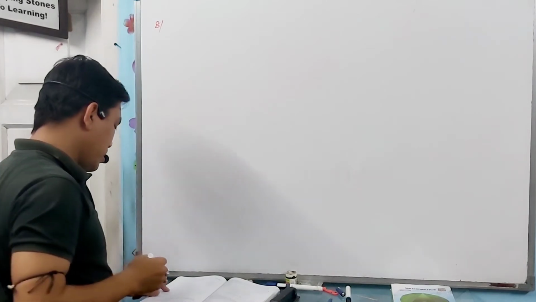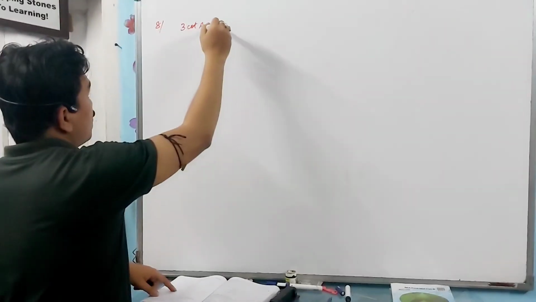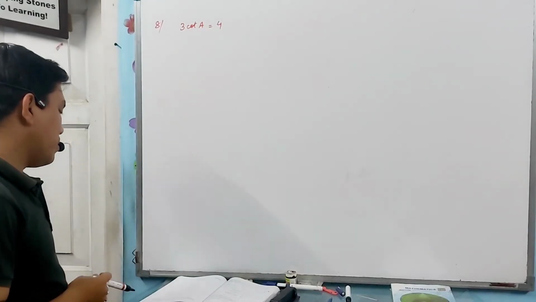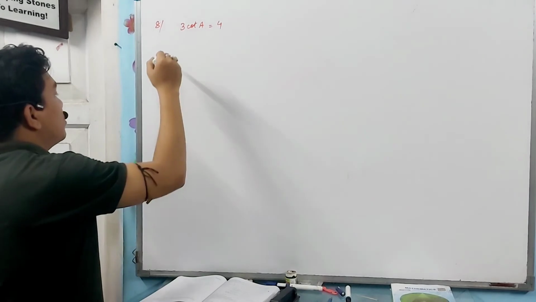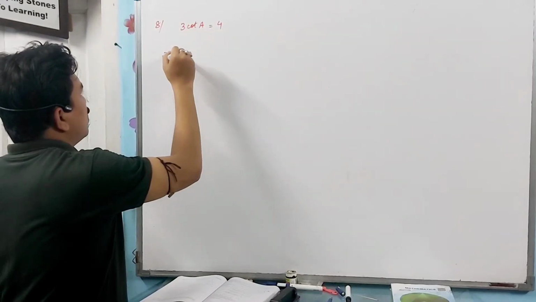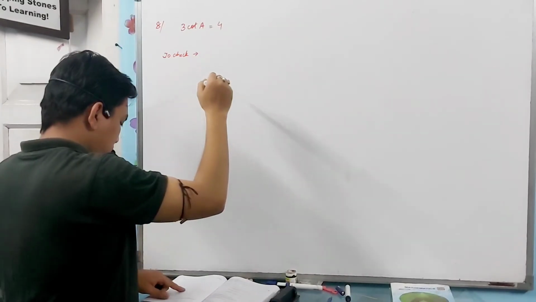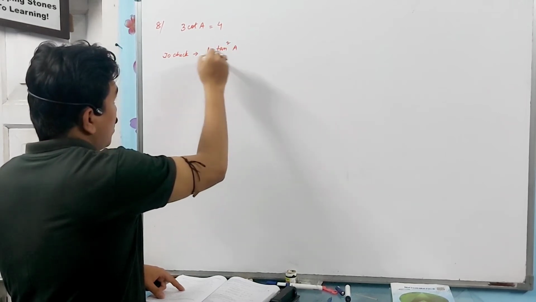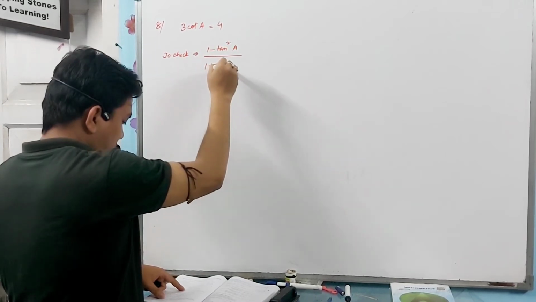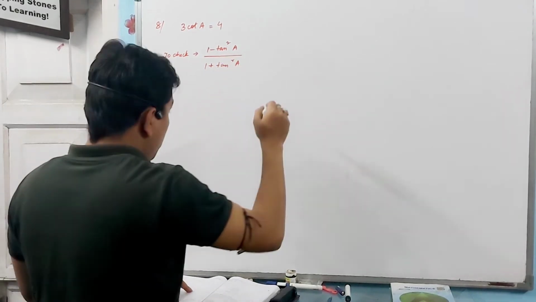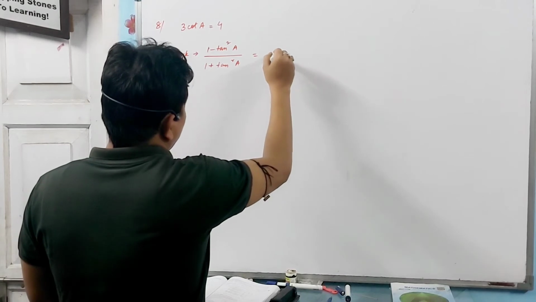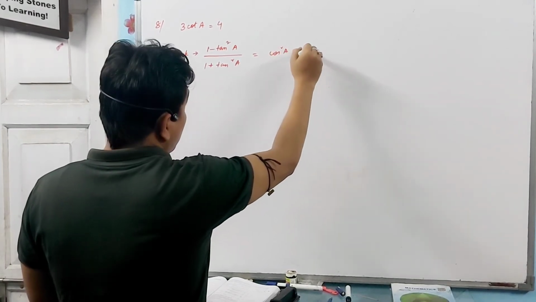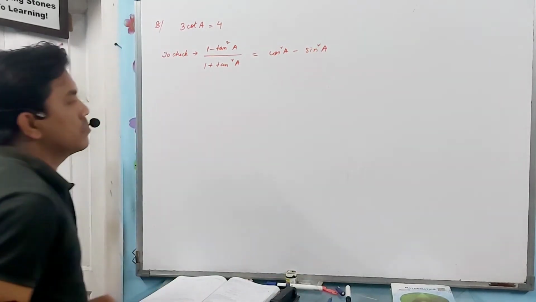In question number 8, it is given that 3 cot A is equal to 4. So now, what we have to check? We have to check whether (1 minus tan square A) by (1 plus tan square A) is equal to cos square A minus sin square A. Okay, alright.